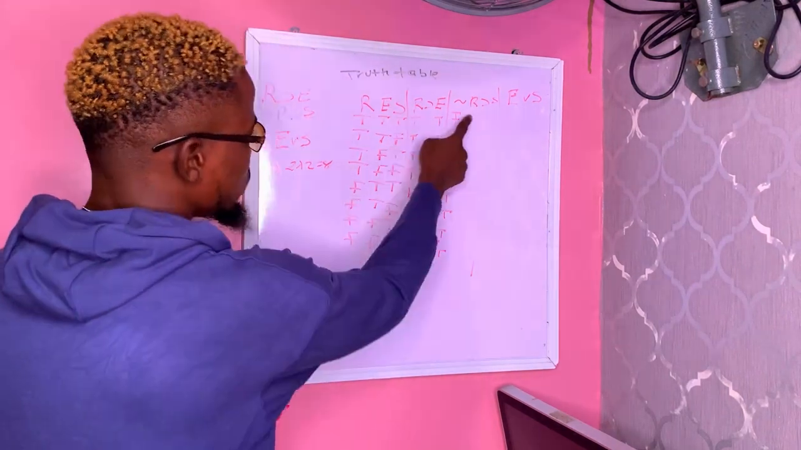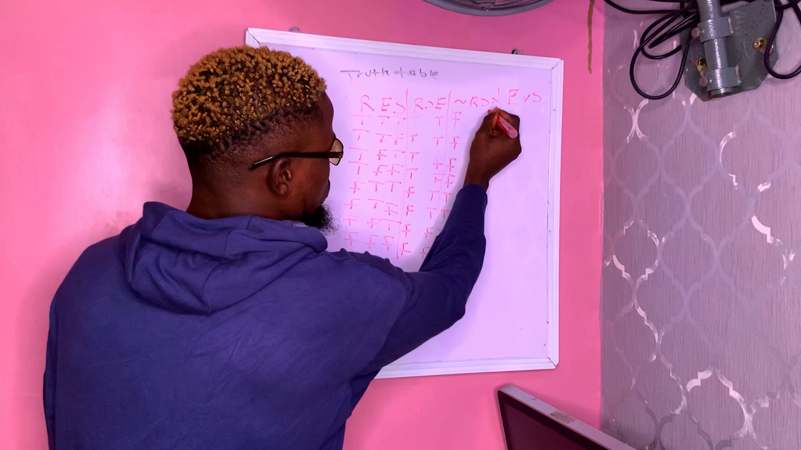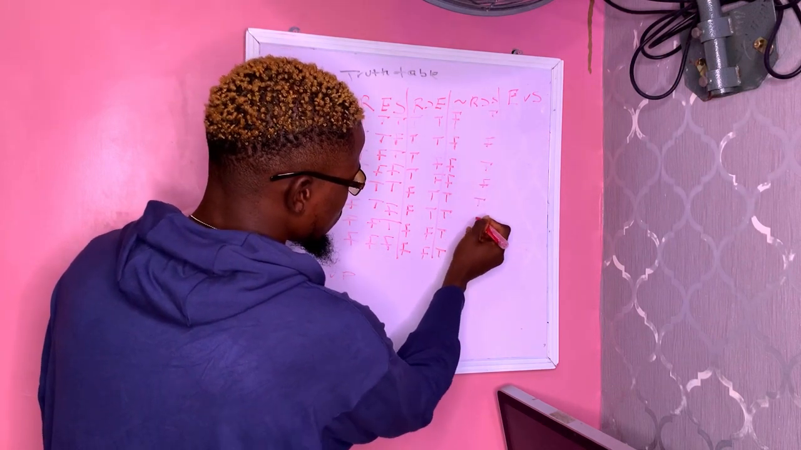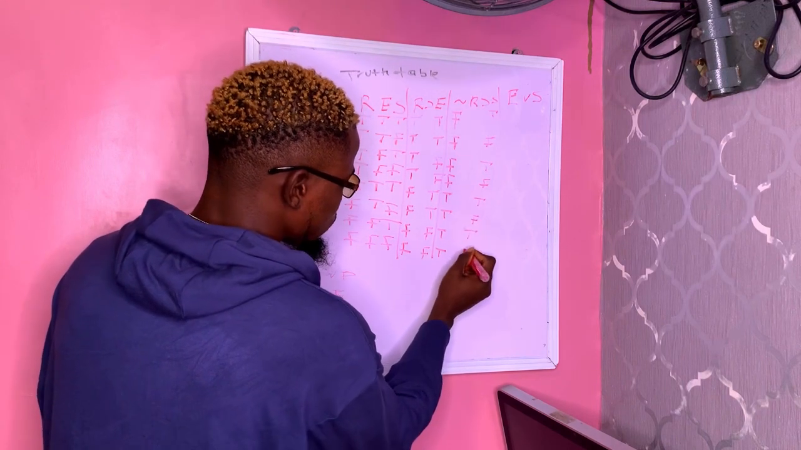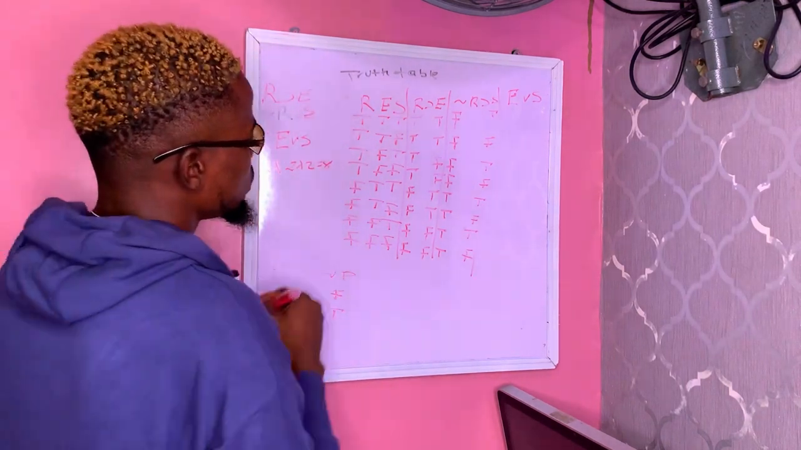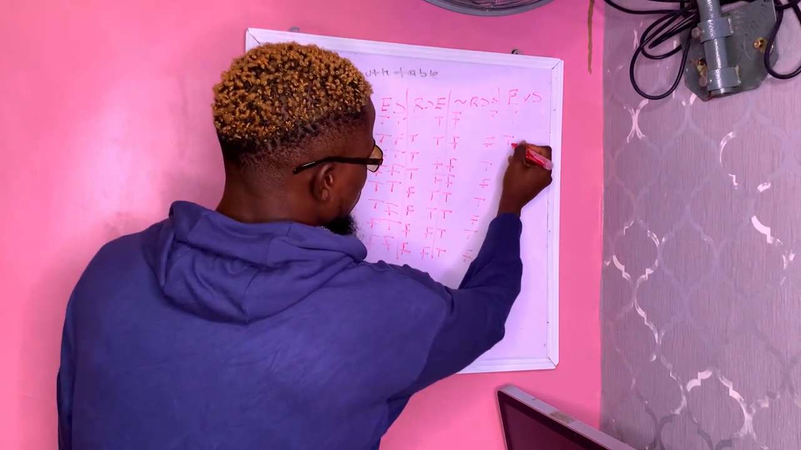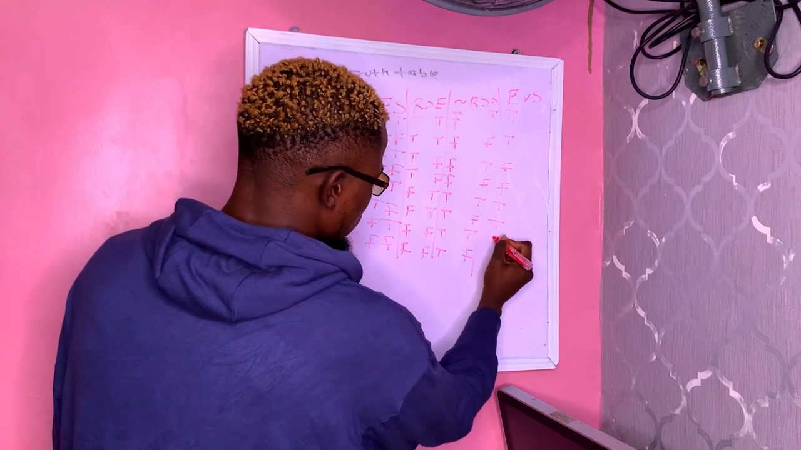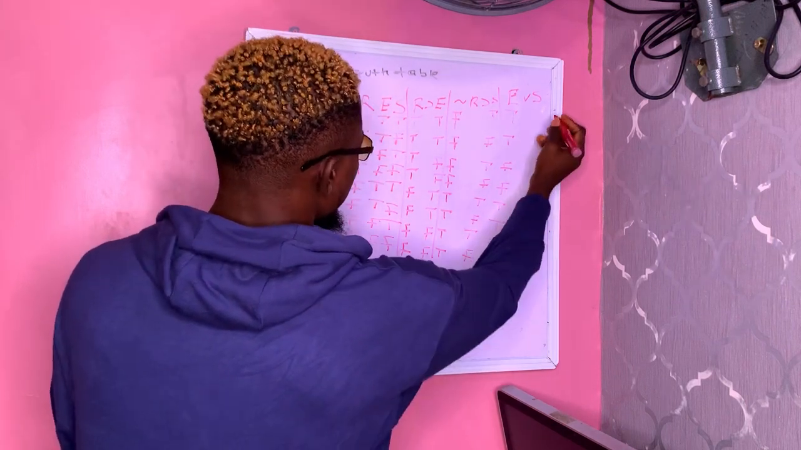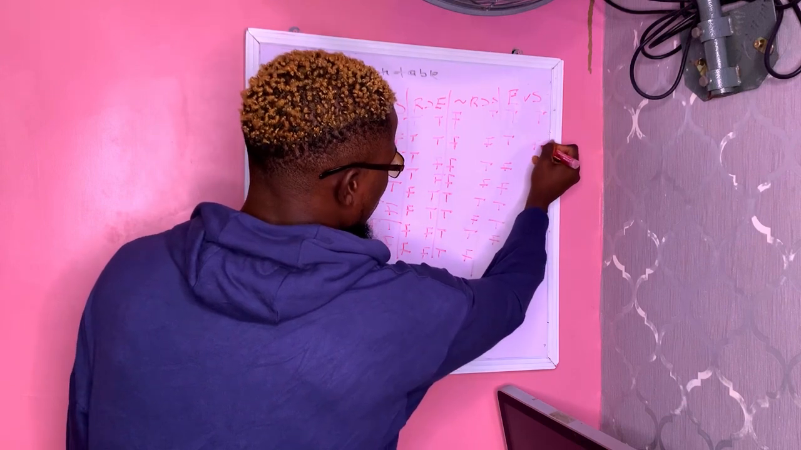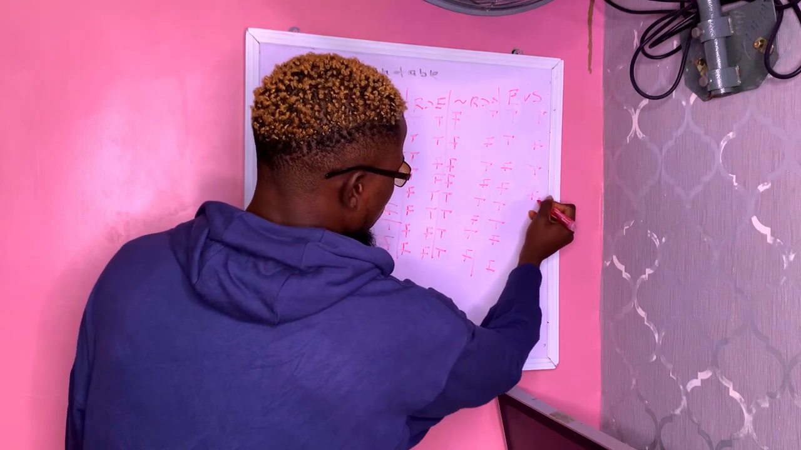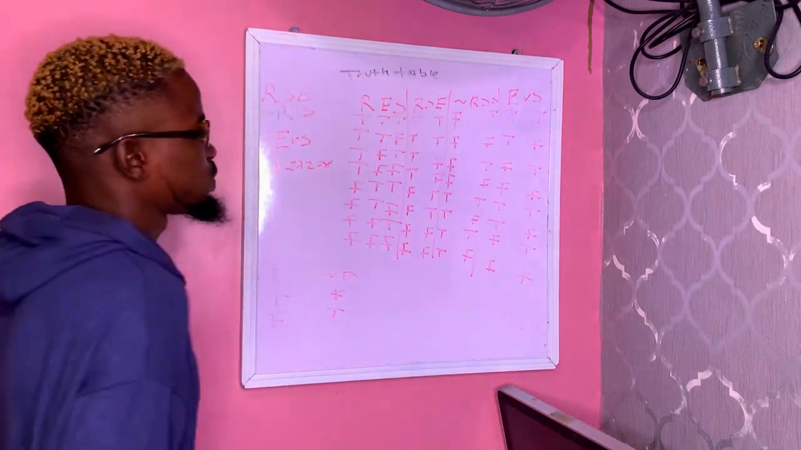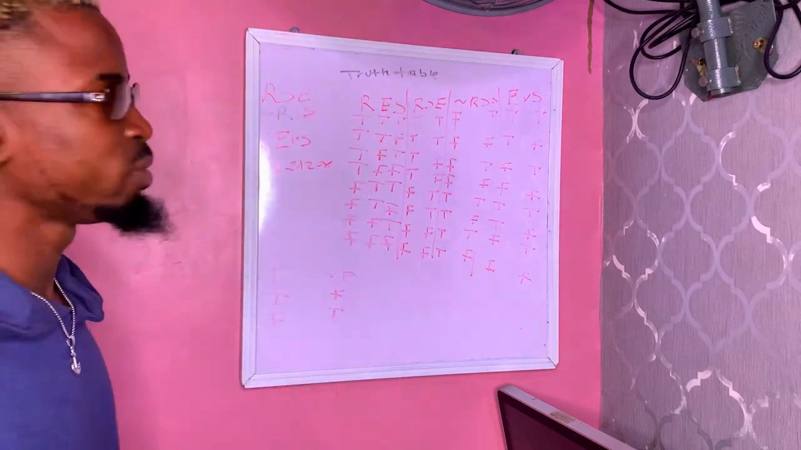So now the next one is S. S is what? T, F, T, F, T, F, T, F. Then E is what? T, T, F, F, T, T, F, F. Then S is what? T, F, T, F, T, F, T, F. Now we've already sorted out the unproblematic propositions there.